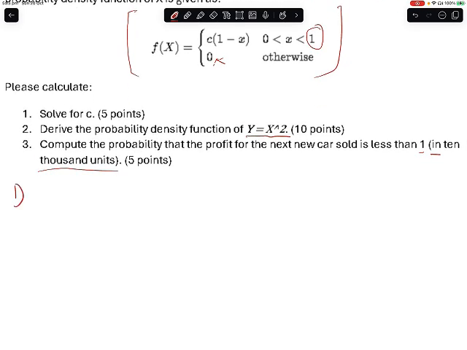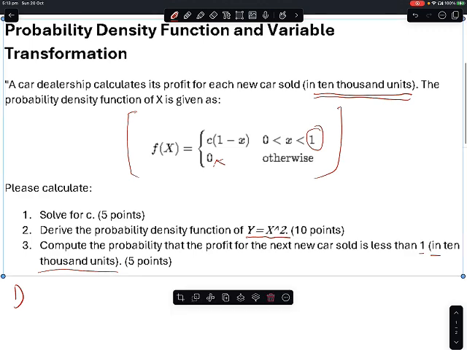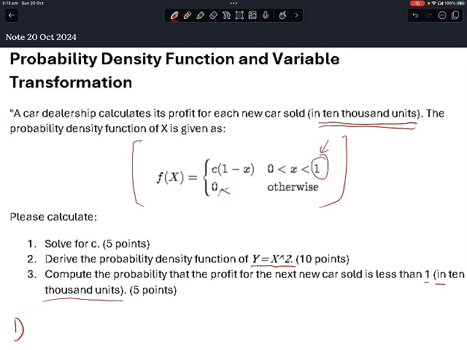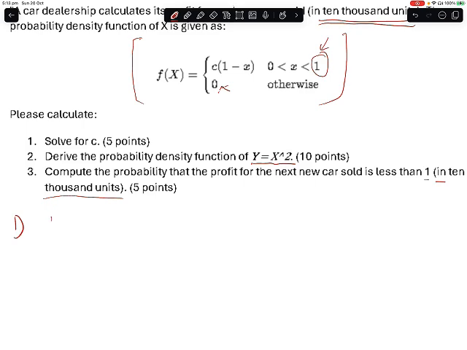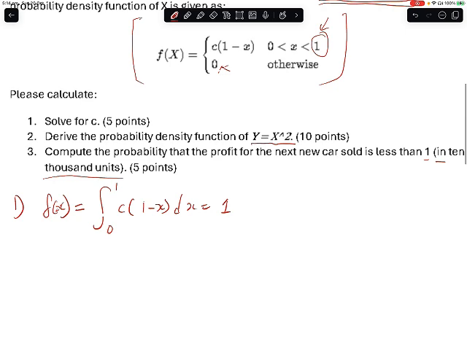The first principle here is that the integral of the probability density function must be equal to one. So I can say that the integral of c times (1 minus x) dx equals 1. We can continue to calculate this. The c can be put outside, and then we continue to do the integration.